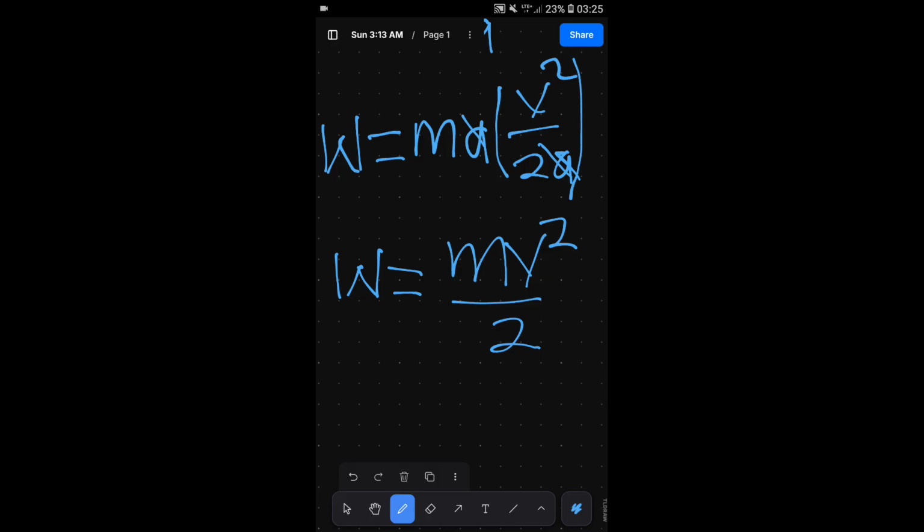Remember, kinetic energy comes from work done, so W is equal to ½mv². So KE equals half mv². Now, this is how the formula for the kinetic energy can be derived.